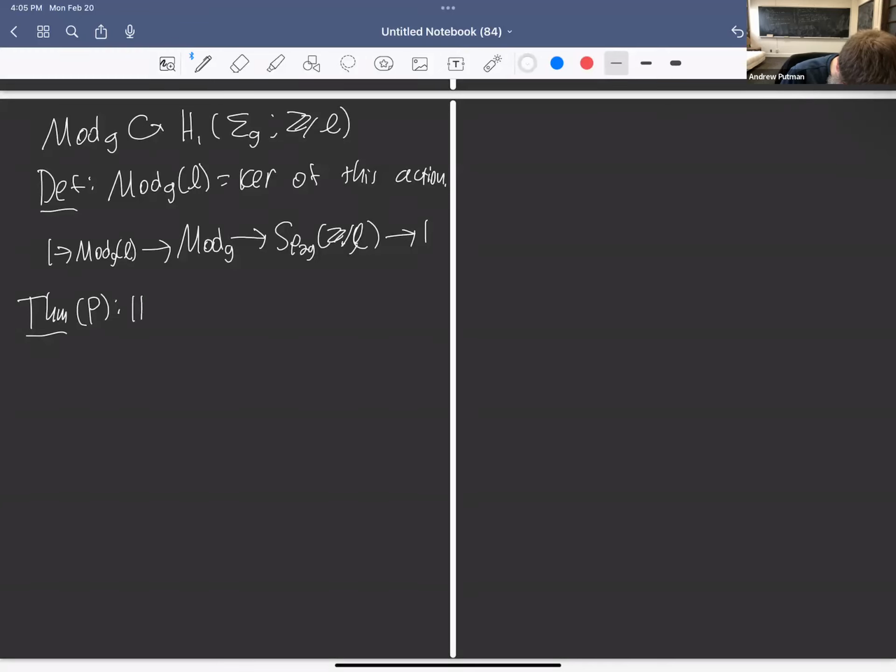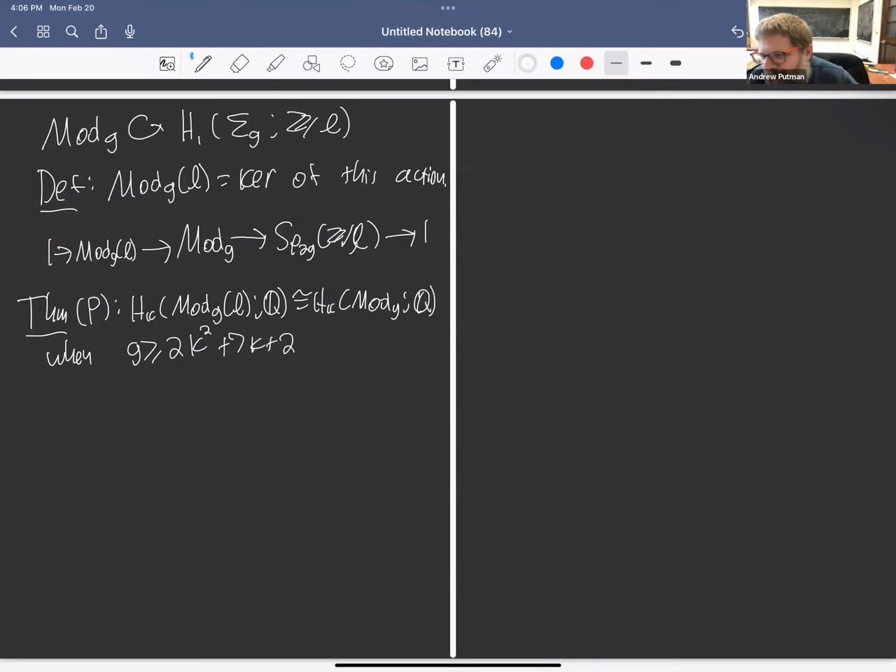It says that H^k of Mod_g with rational coefficients is isomorphic to H^k of Mod_g of L with rational coefficients in a stable range. So g is greater than or equal to 2k squared plus 7k plus 2. Just the formula you expect, right? I don't know. That's clearly not sharp.